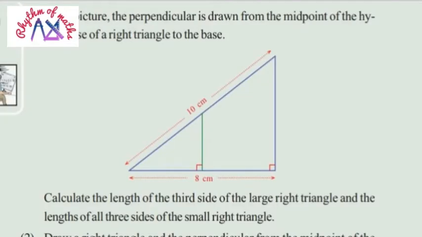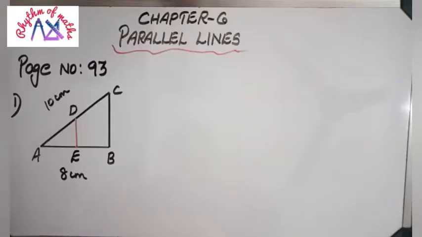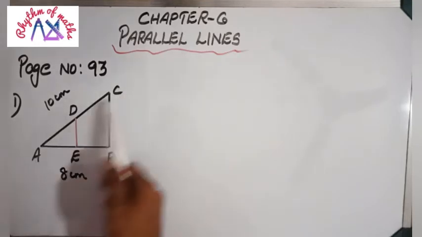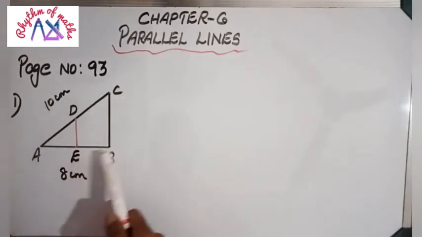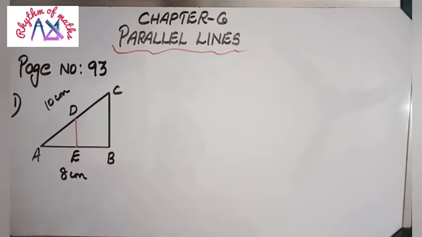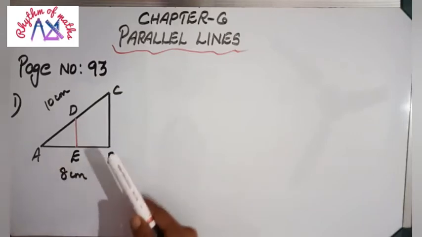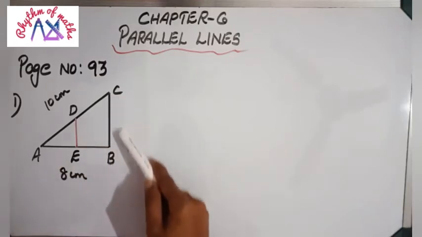First question is, in the picture, the perpendicular is drawn from the midpoint of the hypotenuse of a right triangle to the base. Calculate the length of the third side of the larger right triangle and the length of all three sides of the small right triangle. In this question, we have a larger right triangle ABC, and AC is 10 centimeter and AB is 8 centimeter. Find the length of the third side of the larger triangle. That means the third side is BC. BC we want to find.